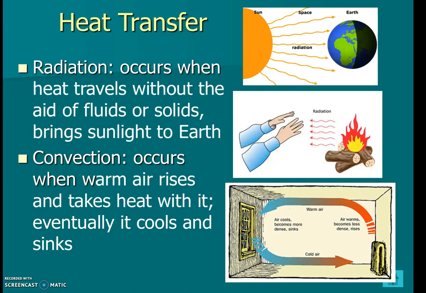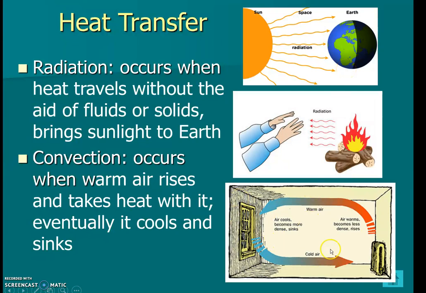Next, we have heat transfer. There are three types, and we're going to talk about radiation, convection, and then on the next slide, conduction. So radiation occurs when heat travels without the aid of fluids or solids. This is how sunlight can come to Earth because it travels through space. You feel radiation from a fire when you hold your hands near it, very similar to how we feel heat from the sun on the Earth.